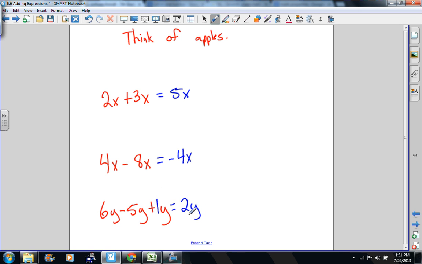There's one thing that I want you to know. If you ever have a problem like this, 2x plus 3y, these are apples and oranges. They can't be combined. You can't have apple oranges. You would just have 2 apples and 3 oranges. So we can't combine these. It would just stay as 2x plus 3y.